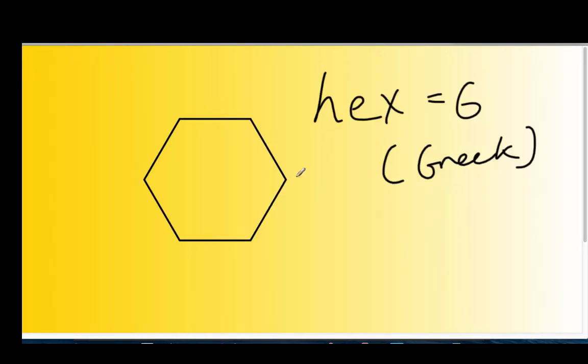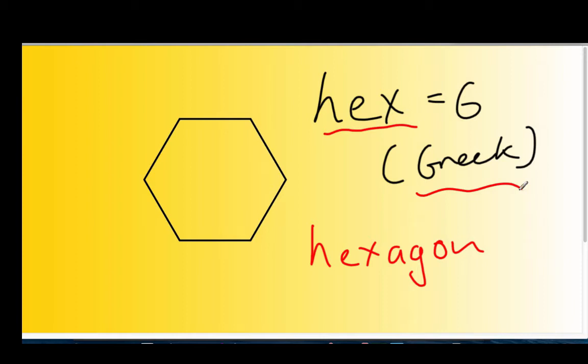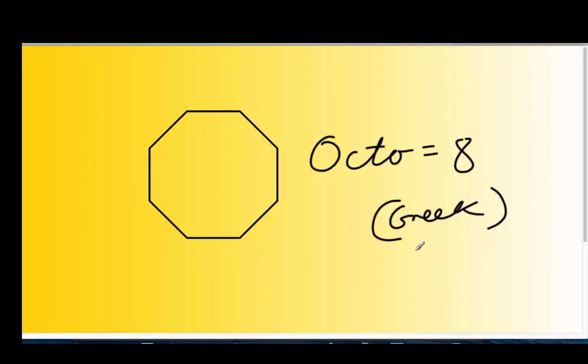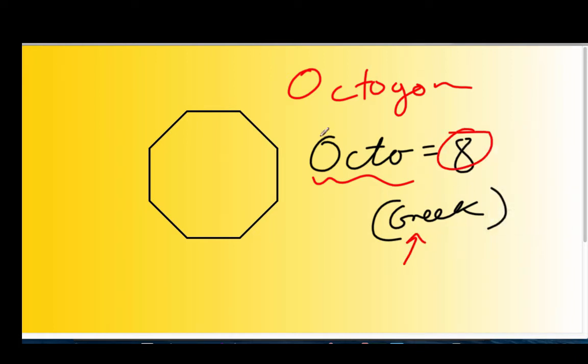Let's look at this one, hex, which is of course a hexagon, and it comes from the Greek word hex up here, which means 6. Okay, a 6-sided shape is a hexagon. Let's look at the octo here, the octagon. I bet you could work that out for me. The octagon. Octo is the Greek language, and it means 8 sides. And if you count those up, it's got 8 sides there.